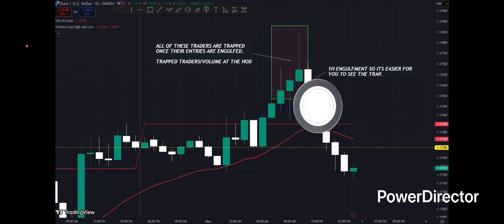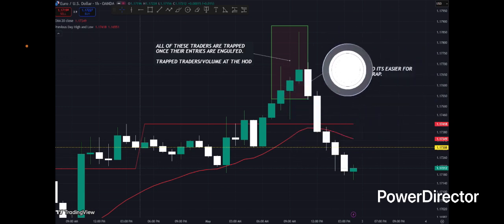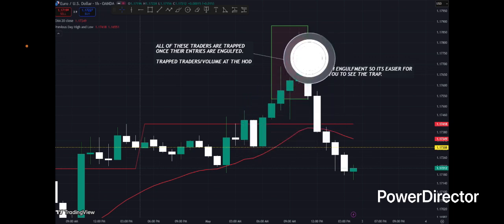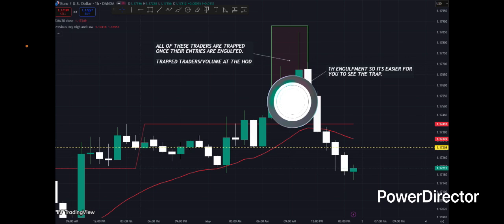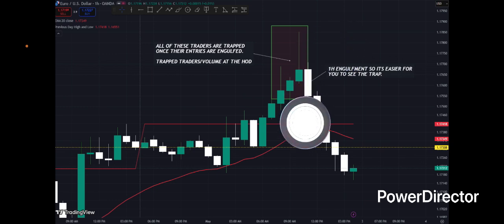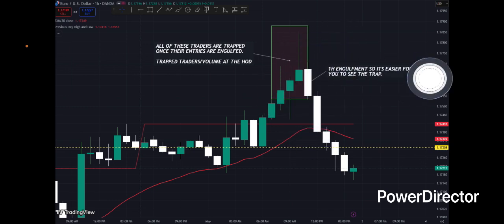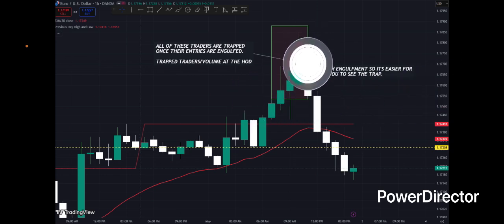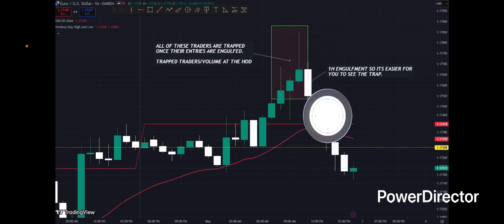Here we're looking at a 1 hour chart, okay? And you can see this large engulfing candle on this hourly chart. It engulfs everyone who was buying up here into the high of the day. Their entries are right here. Boom. When that move happens, that first 1 hour engulfment, all right? And I'm just using the 1 hour so it's easier for you to see the trap, okay? All of their entries are engulfed, which means they are immediately thrown into drawdown. They are locked into a losing trade, okay?